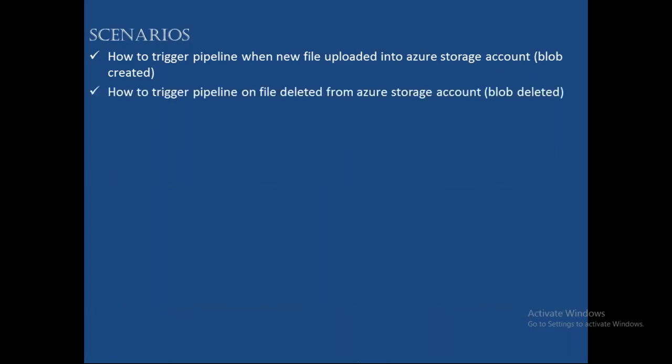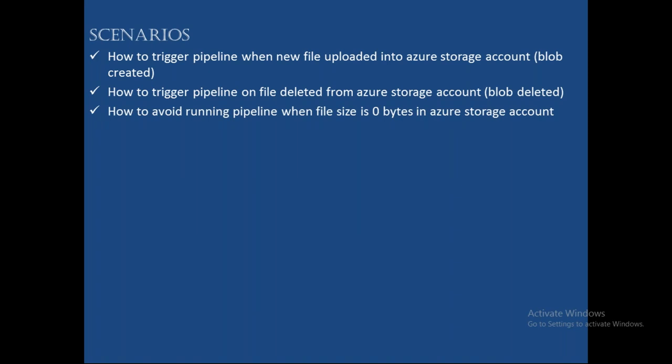Then, how to trigger a pipeline on a file deleted from an Azure storage account. When a file is deleted from the storage, you want to send this event to your Azure Data Factory, so that Azure Data Factory will execute the respective pipelines which you have attached. How to avoid running a pipeline when the file size is 0 bytes in an Azure storage account?